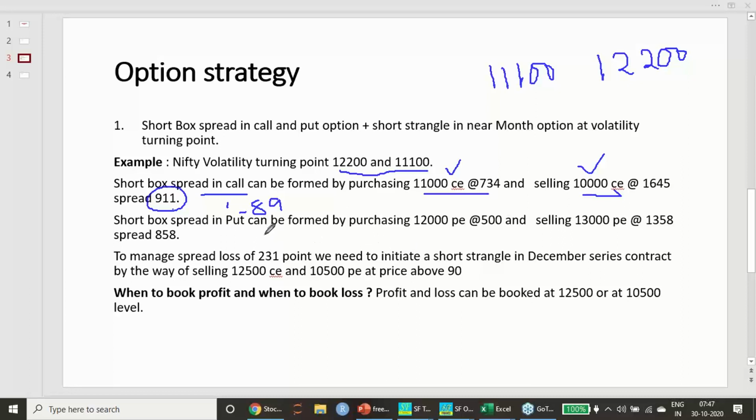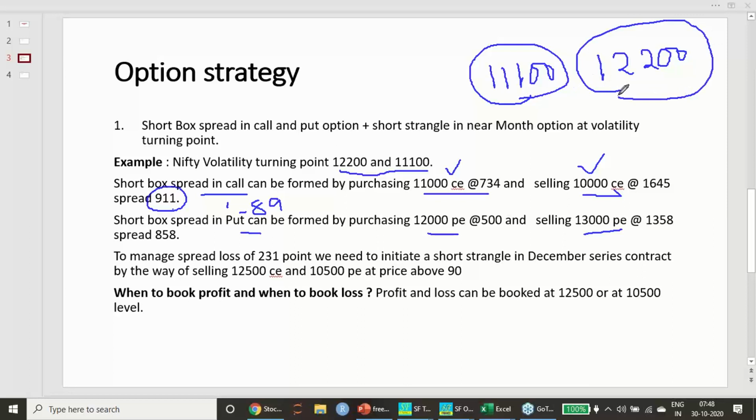Same way, if I am going for the put options, 12,000 put options I am buying and 13,000 put options I am selling. So here the question comes, why I choose these particular strikes? The reason is my turning points are coming to 11,100 and 12,200. With the view of that, I am forming some deep in the money, so that the spread should be maximum. And if the price penetrates to the level of 11,100 or 12,200, this spread is going to benefit.